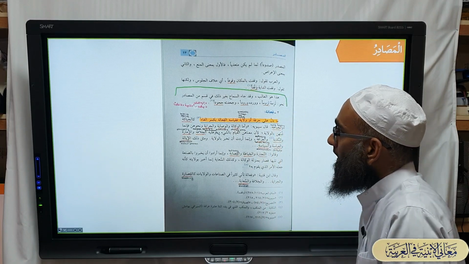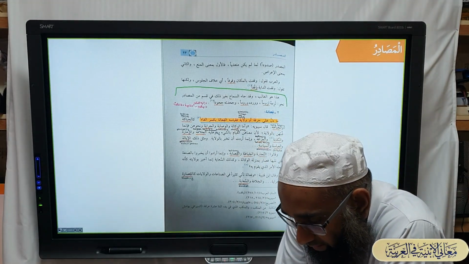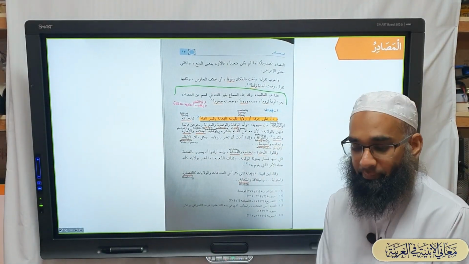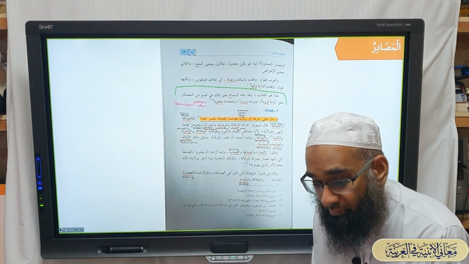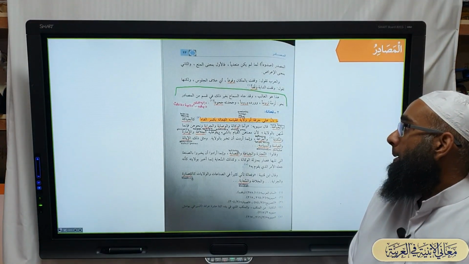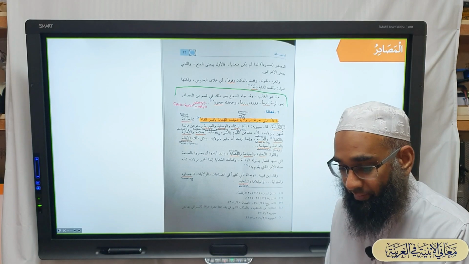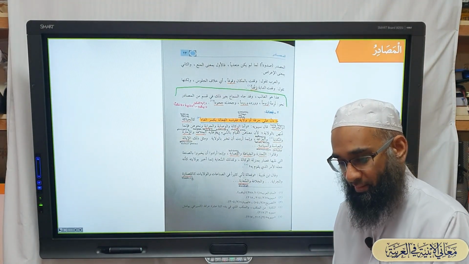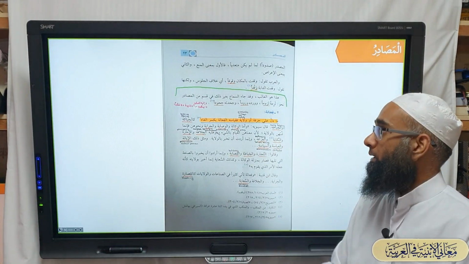Now the last point he mentions here is very important. He says here, this is a general rule. This doesn't apply all the time. It's a general rule. There are some masadir which have what? Fu'ul meaning, but they are what? Muta'addi. For example, you have lazima. Lazimahu luzuman. So you have a maf'ul, yet it is luzum.